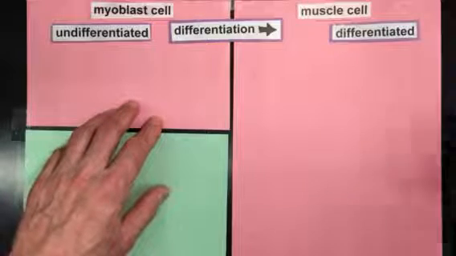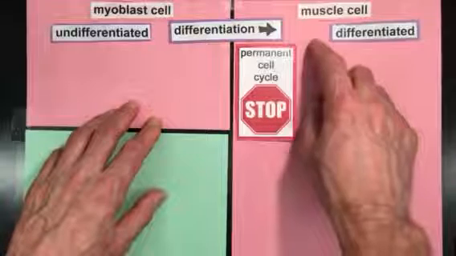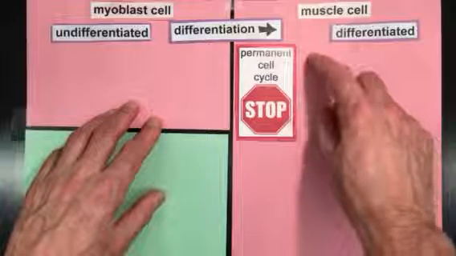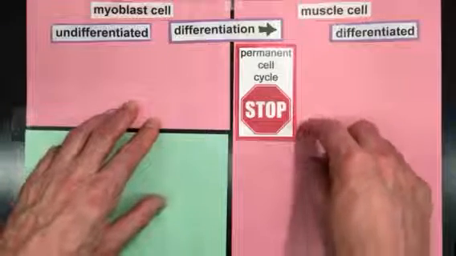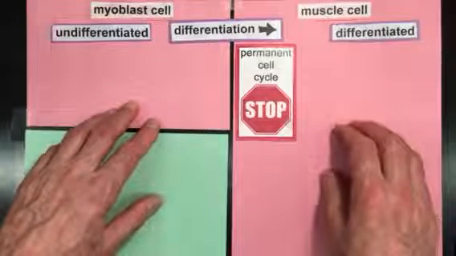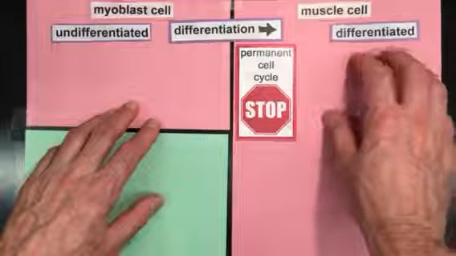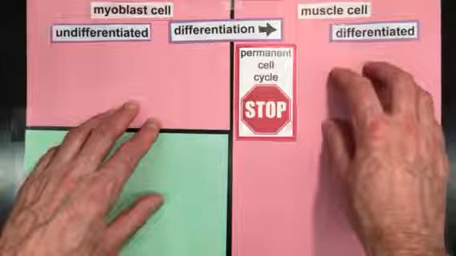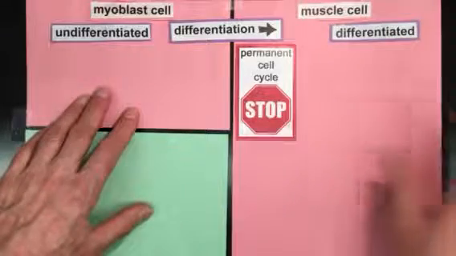It was mentioned before, but not emphasized, and it's emphasized in this video that, in general, differentiated cells undergo a permanent cell cycle arrest. The muscle cells are no exception. Muscle cells undergo a permanent cell cycle arrest in the G0 phase of the cell cycle and are not going to go through mitosis ever again.